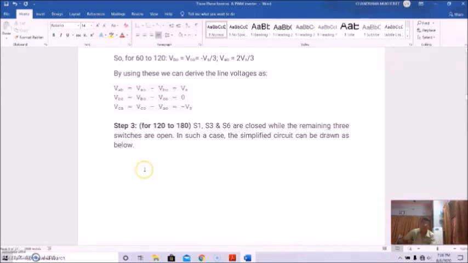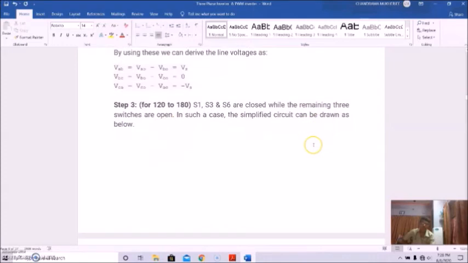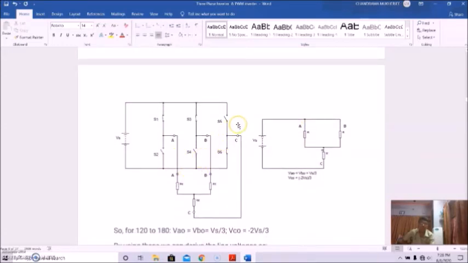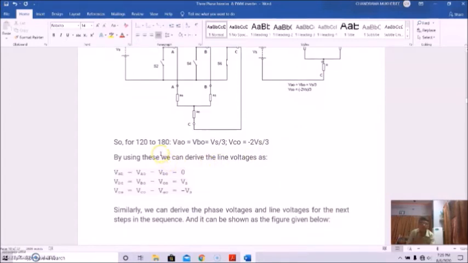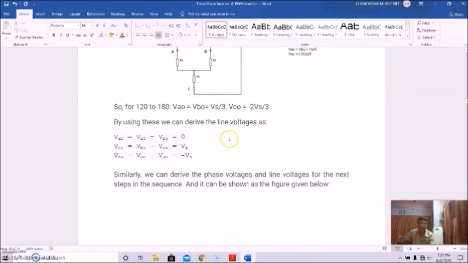And for step 3, say for 120 to 180, S1, S3 and S6 are closed while the remaining 3 switches are open. So in such a case, the simplified circuit can be like this. These are the switches which are being closed, and VAO equal to VBO equal to Vs by 3 and VCO equal to minus 2 Vs by 3. By using this, we can get the line voltages as VAB equal to VAO minus VBO equal to 0, VBC equal to VBO minus VCO equal to Vs, and VCA equal to VCO minus VAO equal to minus Vs.